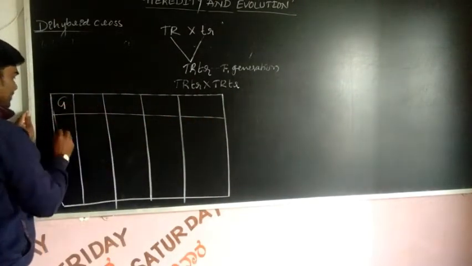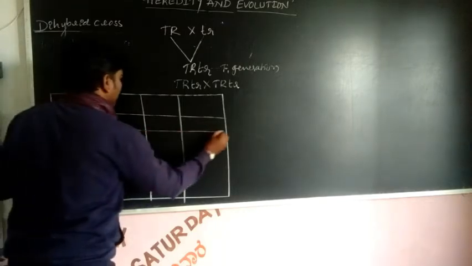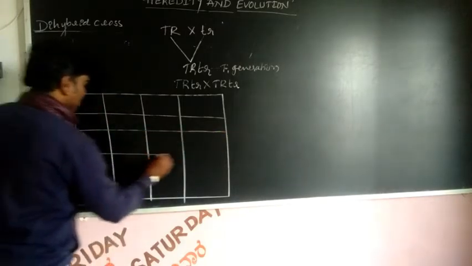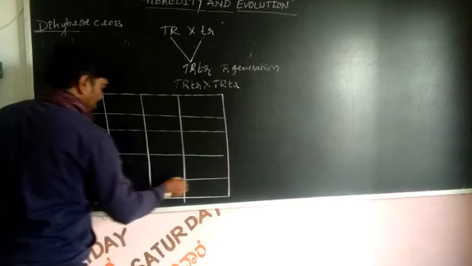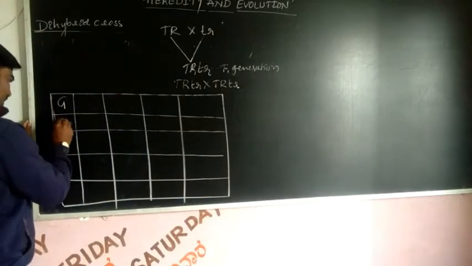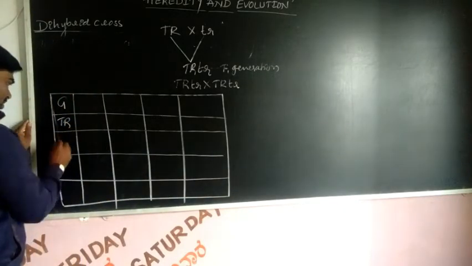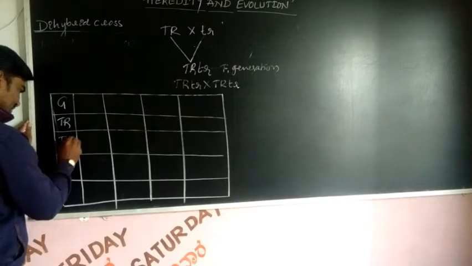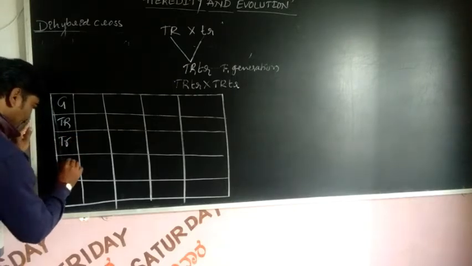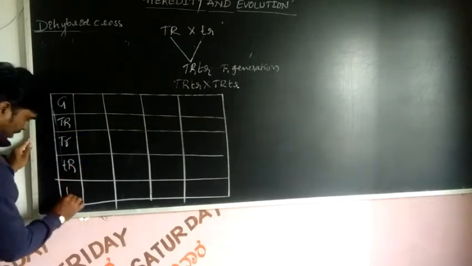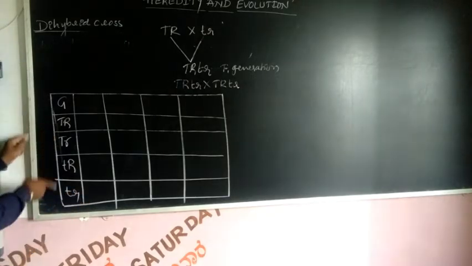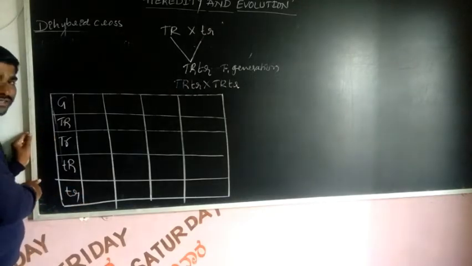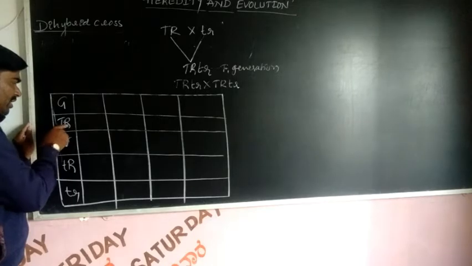These are the gametes: capital T capital R, capital T small r, small t capital R, small t small r. These are the gamete possibilities. So what do you mean by capital R, capital T?